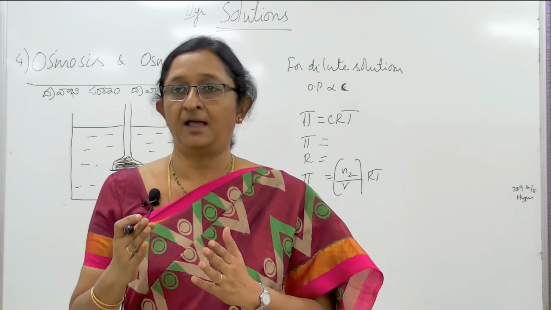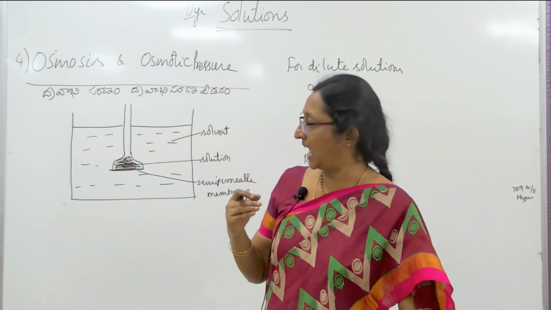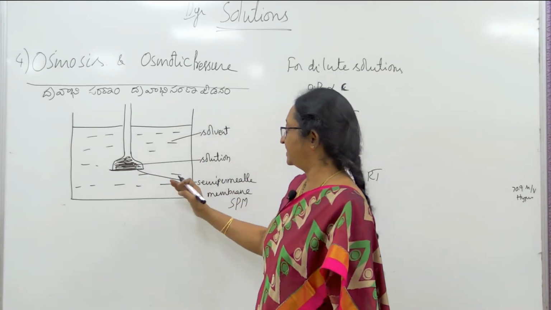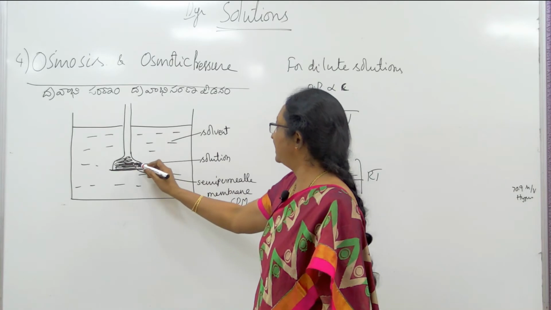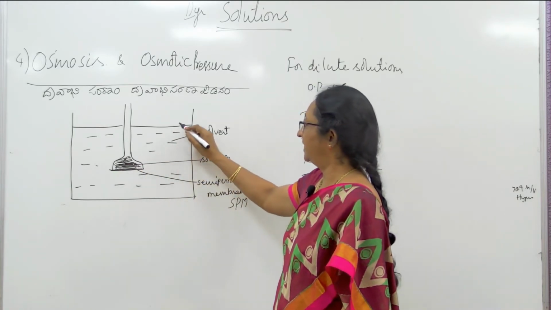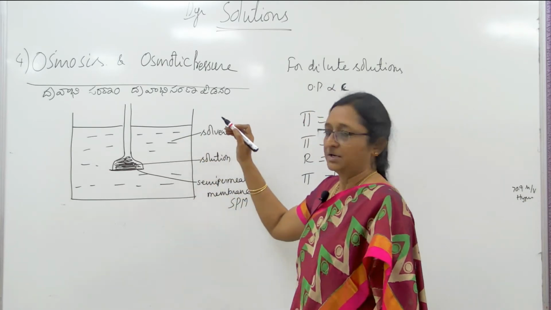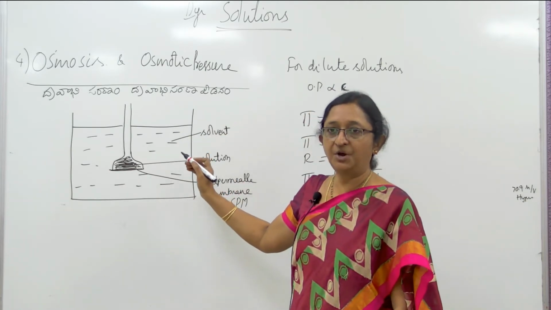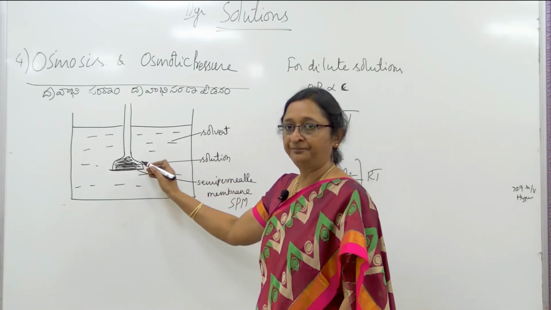So we have seen that when we kept these mango pieces in the salt water or brine solution, they shrink, meaning the water is coming out through the skin of the mango. So here, if you observe, the solvent molecules from the lower concentration will enter into the higher concentration.